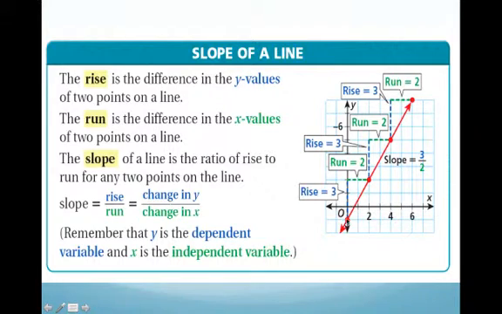So when you do the rise, if we start here and we end there, that's 1, 2, 3. So if you start here and you look here, that's 1 square, 2 squares, 3 squares. And if you look at the run, you start here, that's 1 square, 2 squares. So the slope of this line, the rise is 3, the run is 2, so the slope is 3 over 2. Remember that the y is the dependent variable and the x is the independent variable.